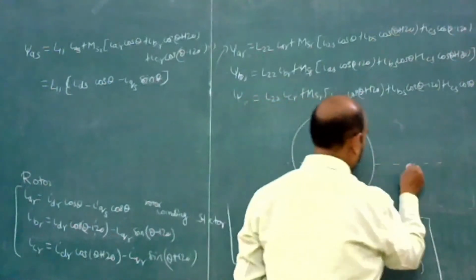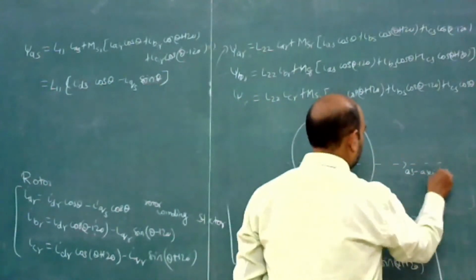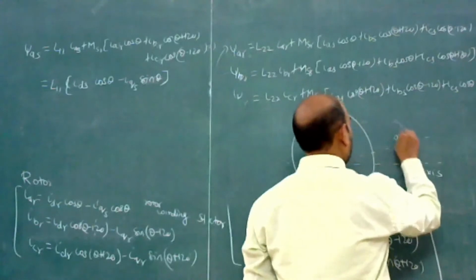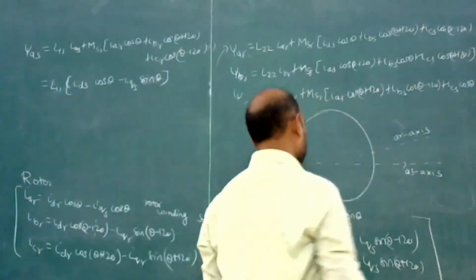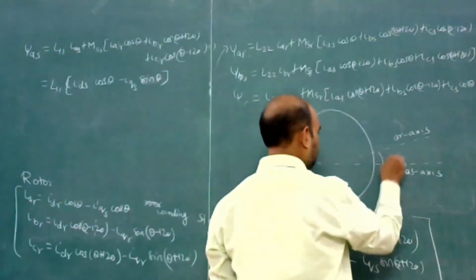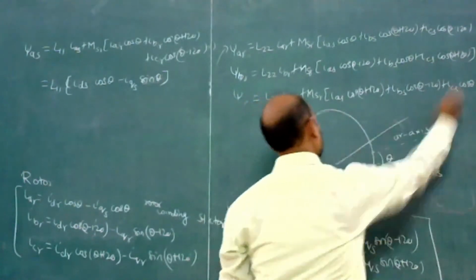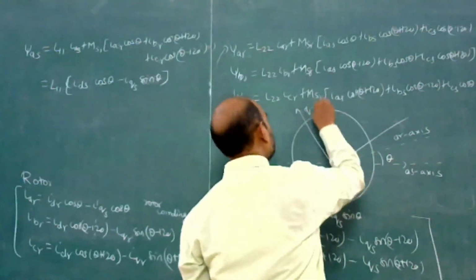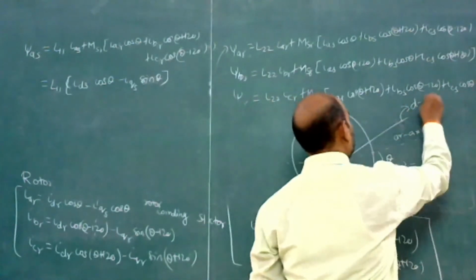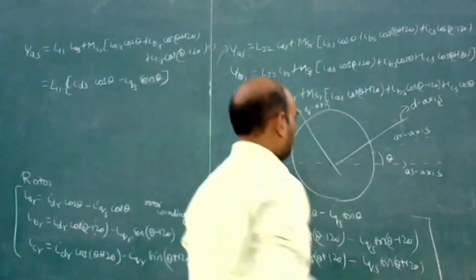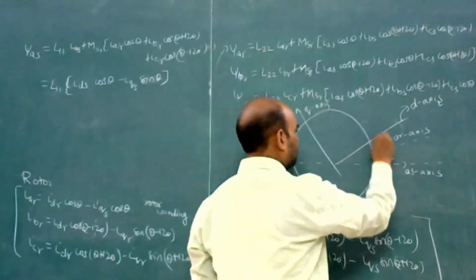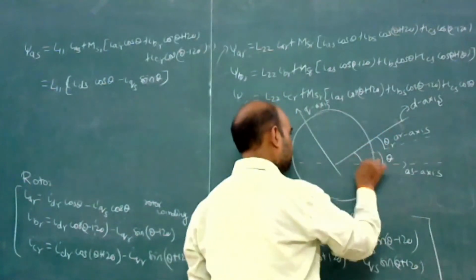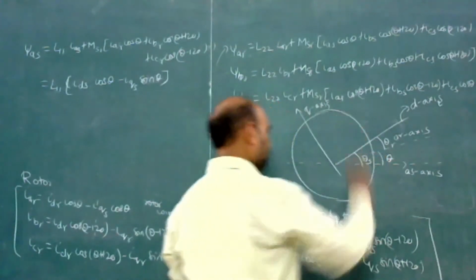So this is the AS axis, and this is the AR axis. Okay, and the angle between the axes. This is the D axis, and this is the Q axis. Now let the angle between the D axis and the rotor axis be theta r, and between the D axis and the stator axis be theta s.